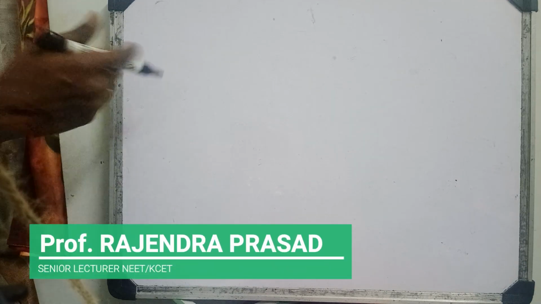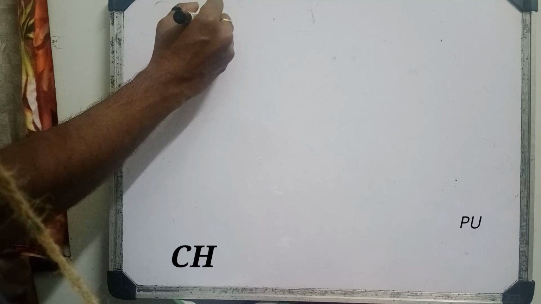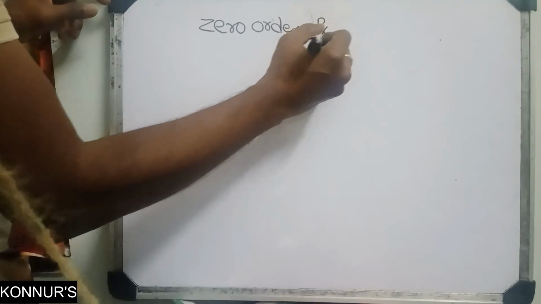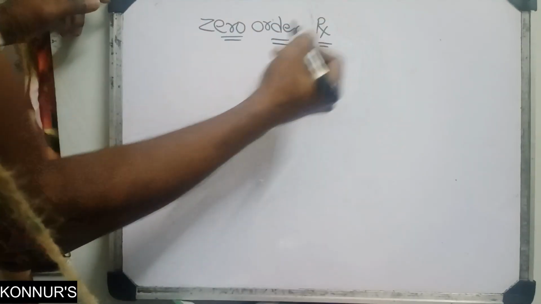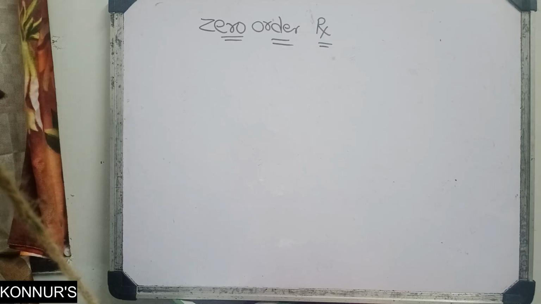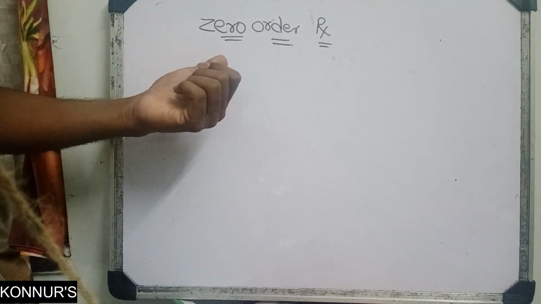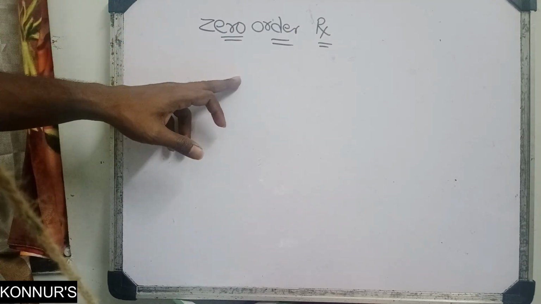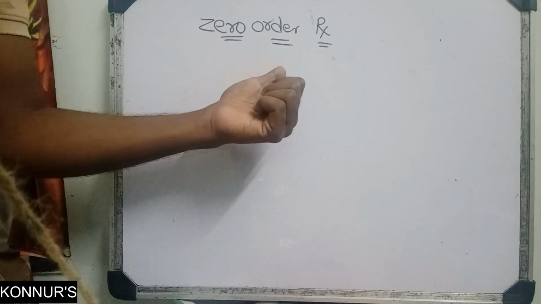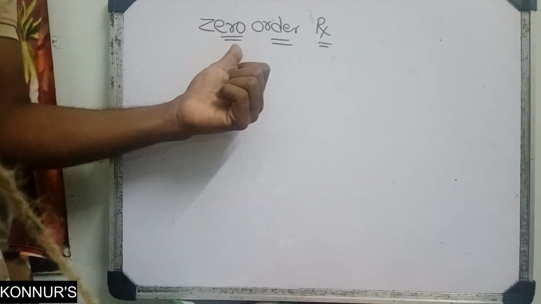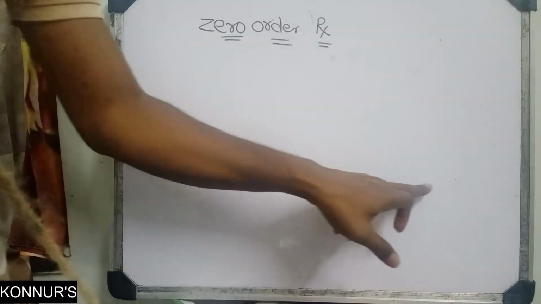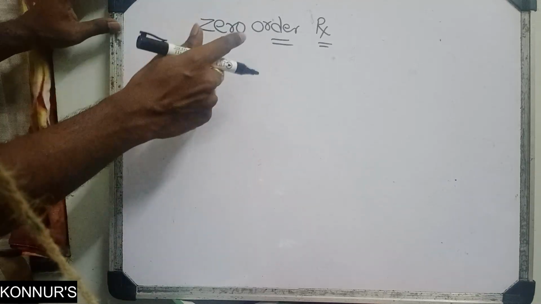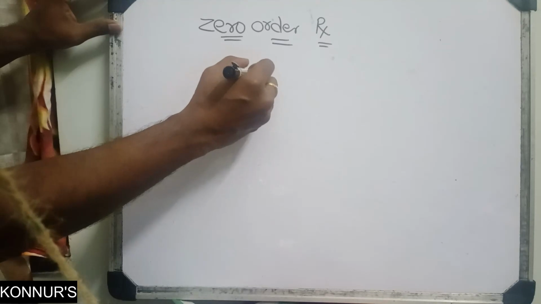So now we are going to discuss zero order reaction. Zero order reaction means the chemical reaction in which the rate of reaction is not depending on the concentration of reactants.